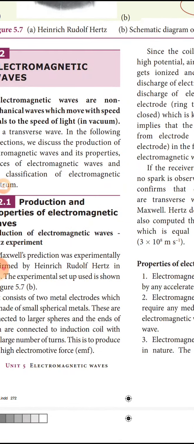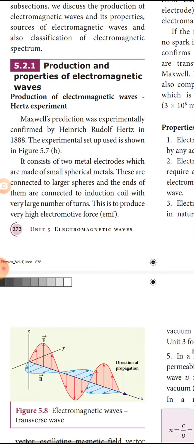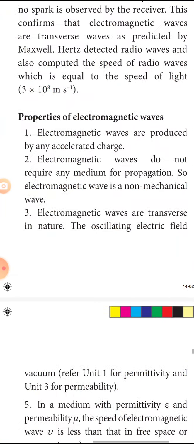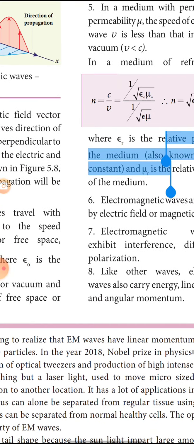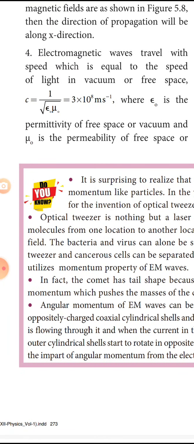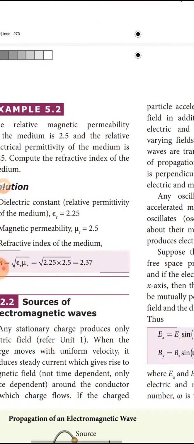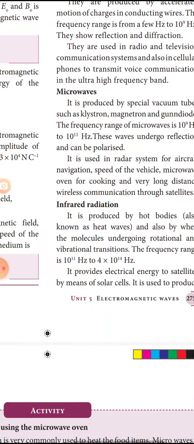Next, what is an electromagnetic wave? It is a non-mechanical wave which moves with the speed of light, and the properties you have to study. They are very easy properties, and about 8 points are there. So the 8 points are very easy points. So you have to read all the properties of electromagnetic waves and the sources of electromagnetic waves.